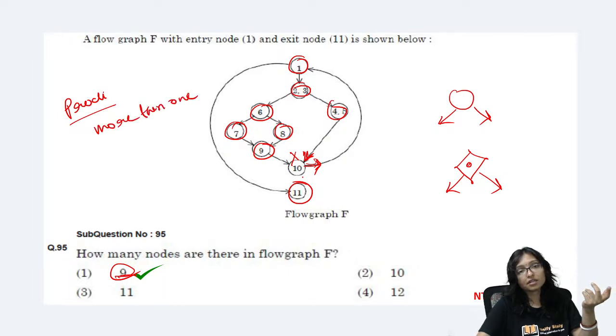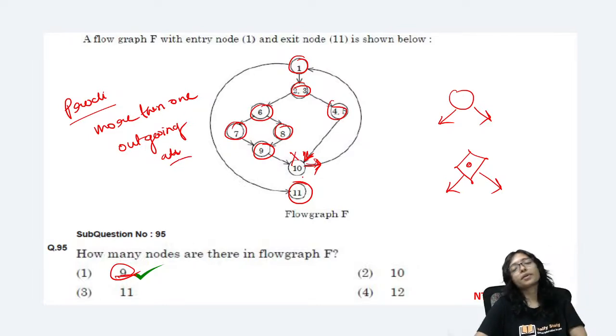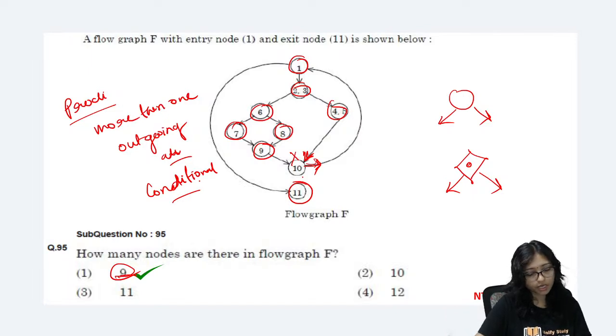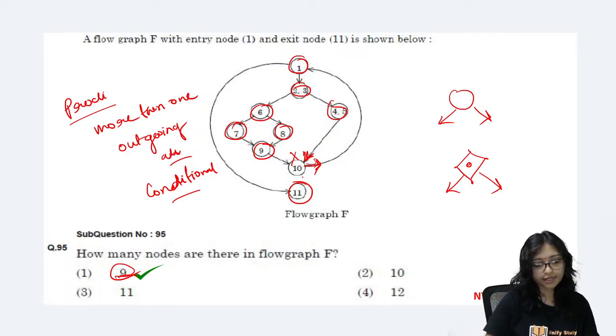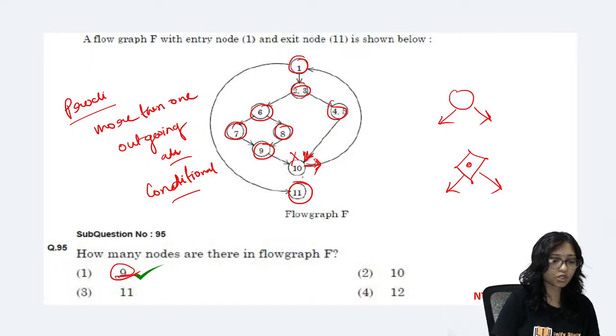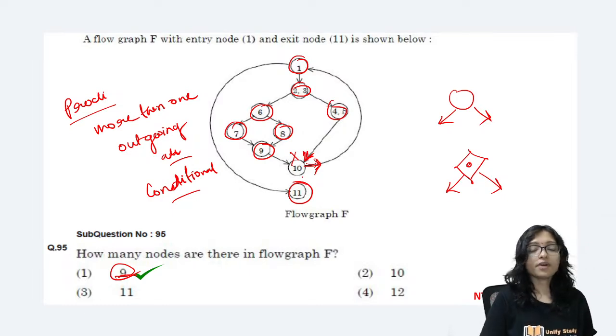more than one outgoing arrow. That is called the predicate. Means it is actually the conditional node. Conditional nodes are called the predicate nodes. ठीक है? Clear?